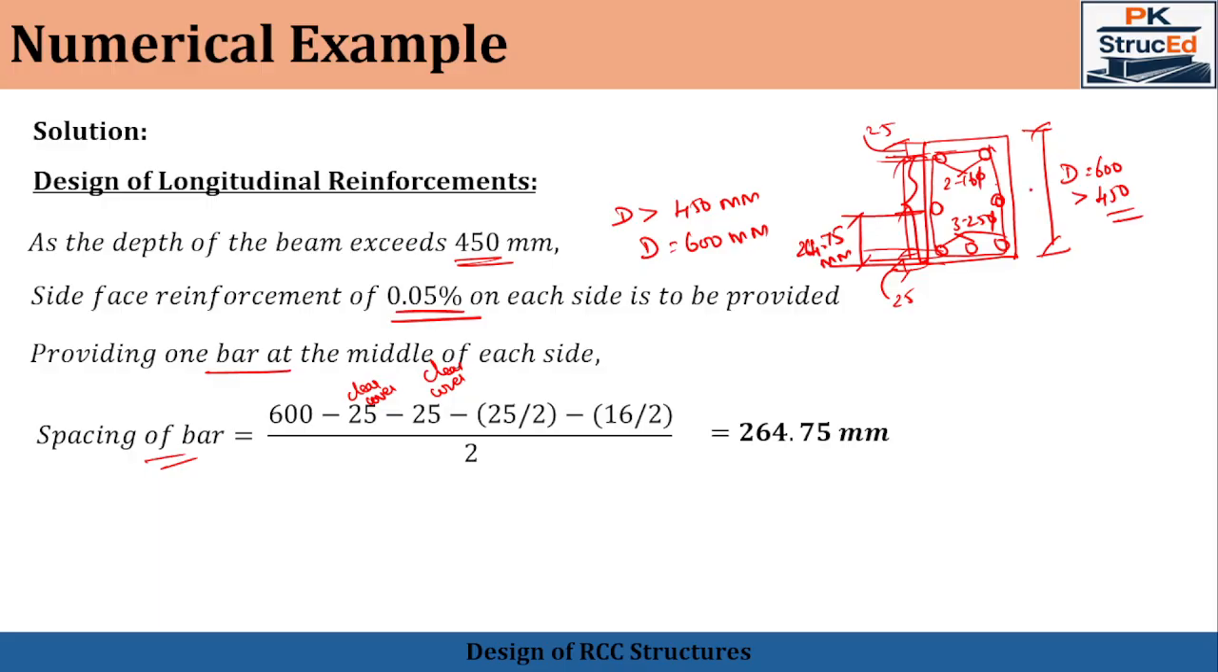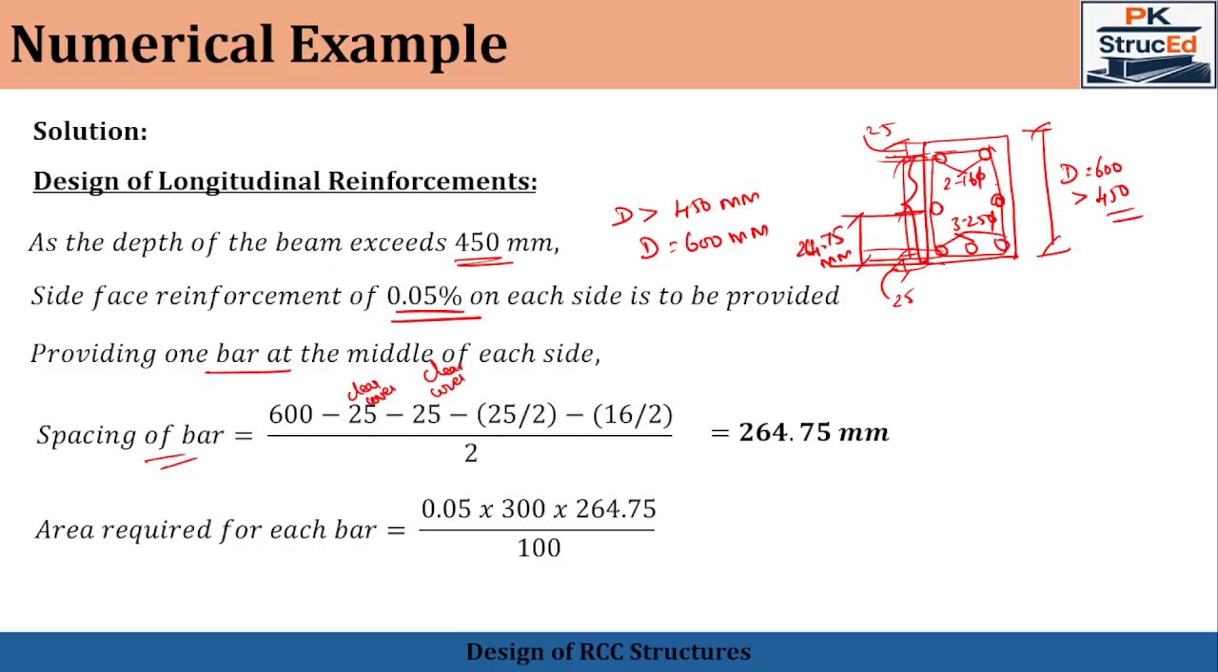Now, what is the amount of reinforcement to be provided? Here, the area required for each bar is given as 0.05 percent of the area. That is 0.05 divided by 100 into the width of the beam, which is 300, and this distance, 264.75, over which we are going to provide it. So we get the value as 40 mm square.